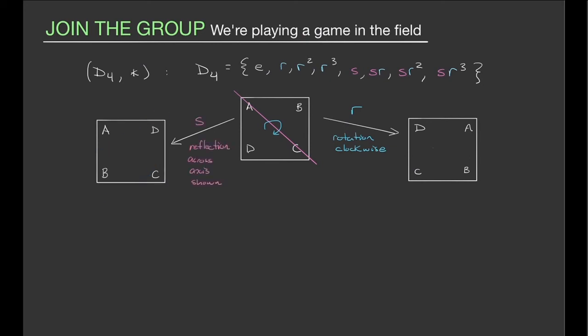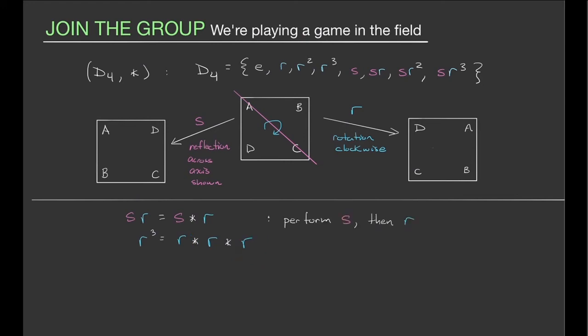And this we call S. It's a reflection across the axis that we've shown here. Now just to clarify, if we have an element SR, and then we have an element R cubed, what we mean by that is SR is simply the composition of S then R. So that would mean reflect and then rotate. R cubed would be rotate, then rotate, and then rotate. So perform S then R, or perform R three times in a row.